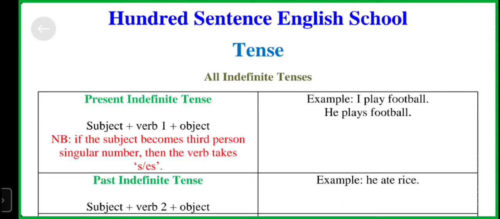If there is no do or does, you need s or es with verbs for making the affirmative sentence. But whenever you need to make an interrogative or negative sentence, you need do and does for present indefinite tense.